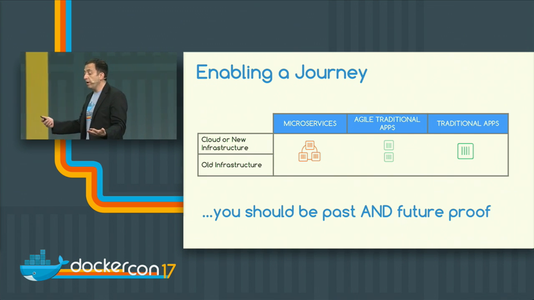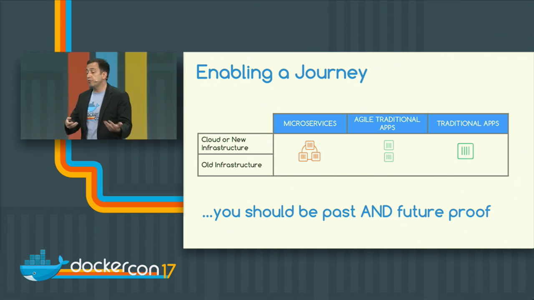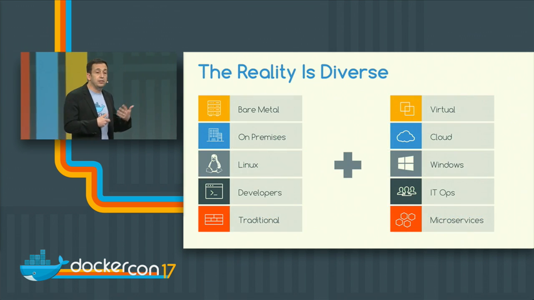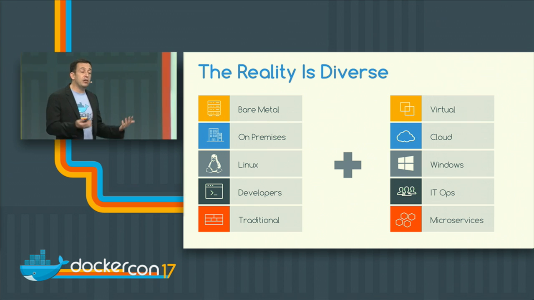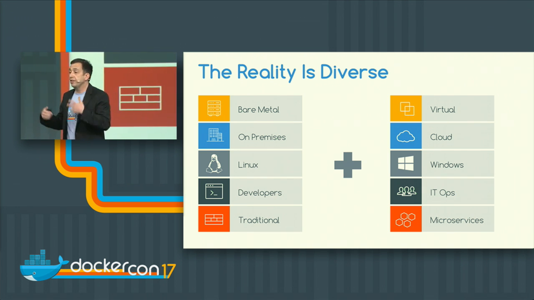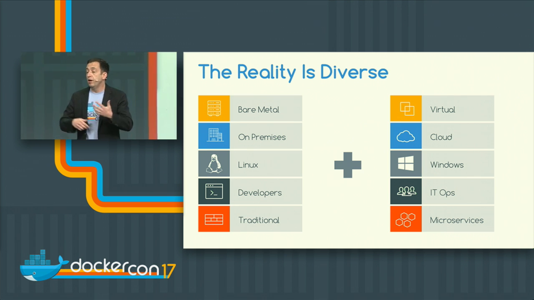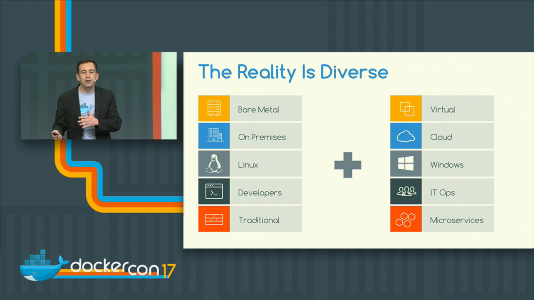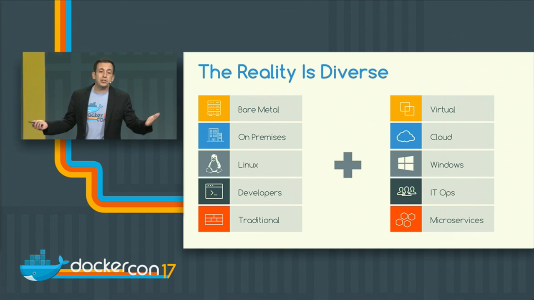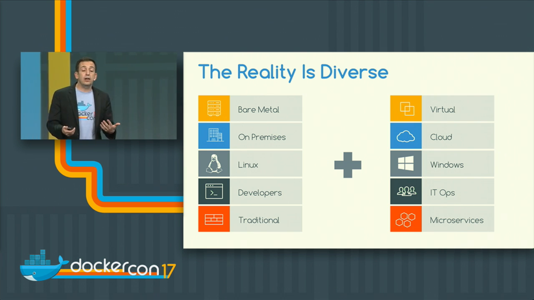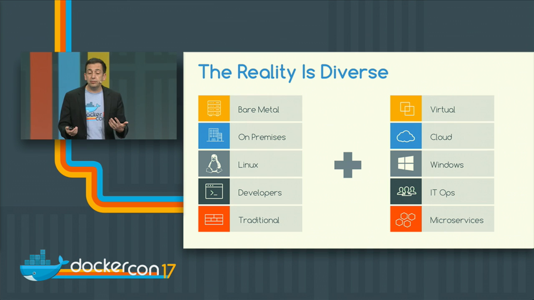And what we understand is that if something is going to be past-proof and future-proof, it needs to exist in a world that is diverse. We have to make Docker work in a world that has bare metal and virtual. It has to work in a world that has on-premise and cloud. It has to work in an environment where there's Linux and Windows, where we need to serve the needs of developers and operators, and work with applications that are traditional and microservices and in the process of going from one to the other. That's the journey that Docker is looking to enable.